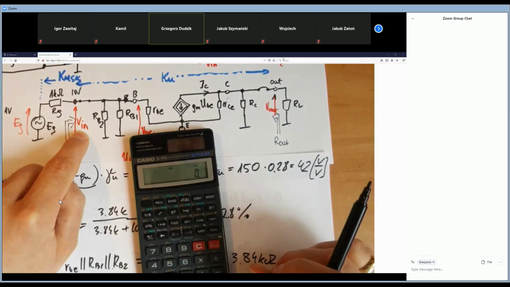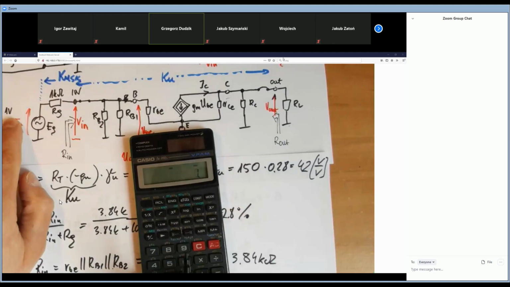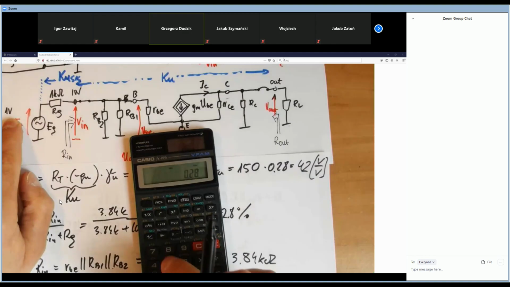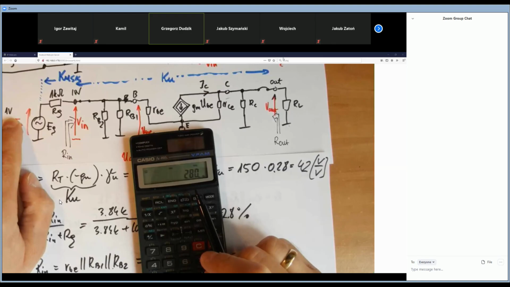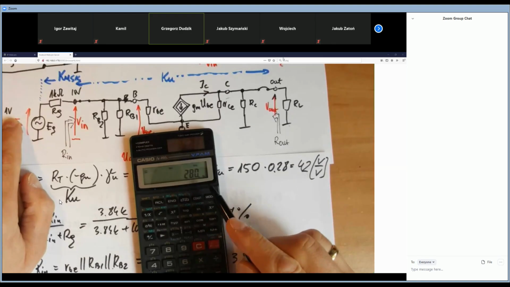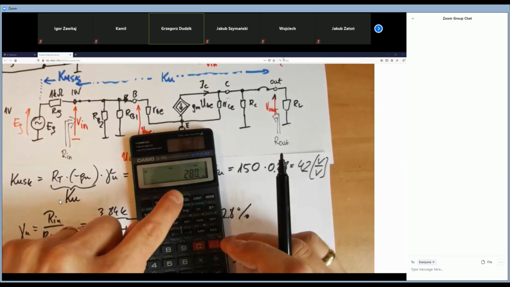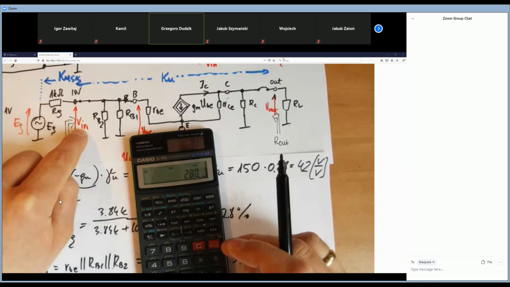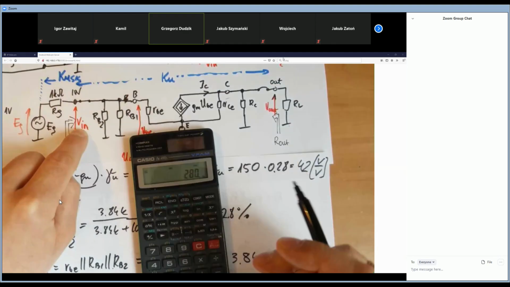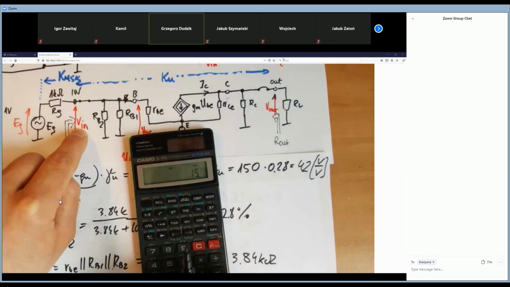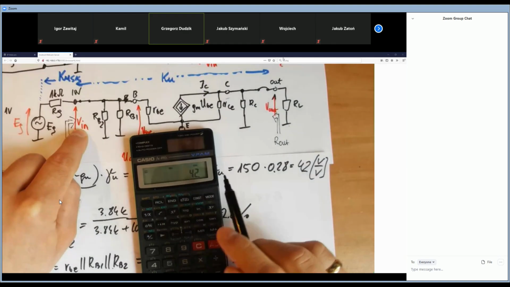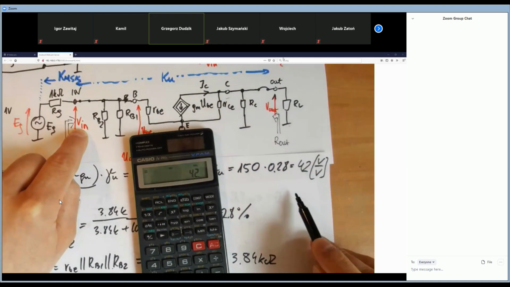Look, 1 volt times 28%, 0.28, is of course 280 millivolts. And this voltage is amplified by 150. So times 150. Look, 22. In fact, we've got 22 volts on the output. That's true.